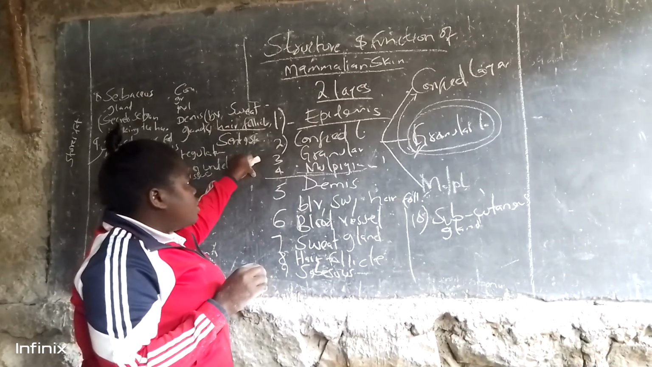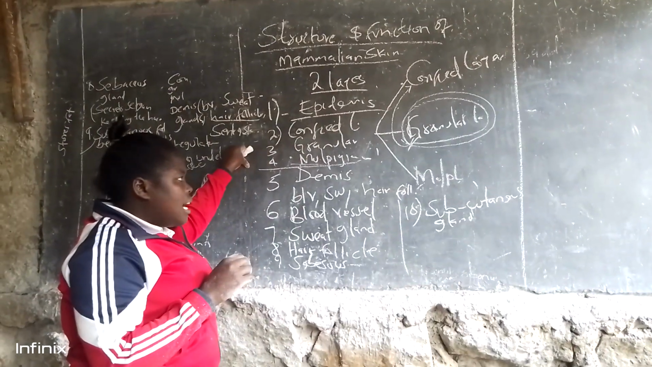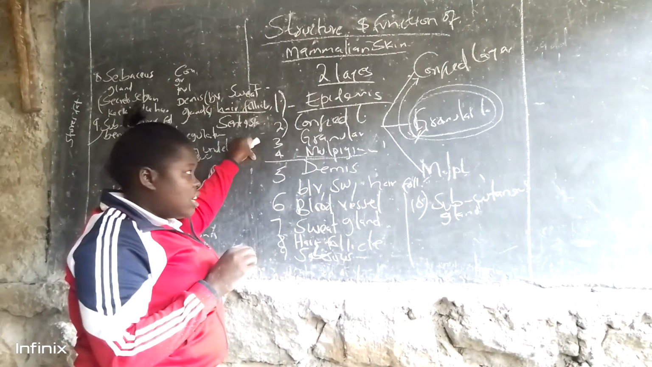So that is the structure and the function of the skin, mammalian skin, and that will bring us to the end of our discussion of today.